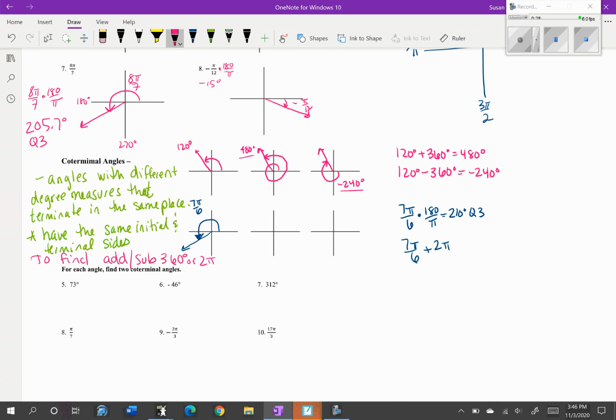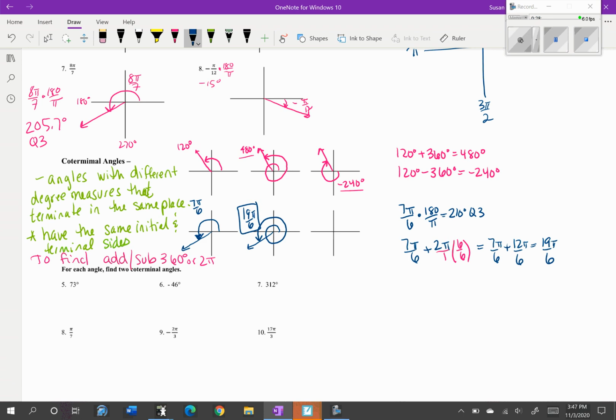So if I want to add these two together, I need to get a common denominator, which would be multiplying this fraction that's over 1 by 6 over 6. When I do, I get 7 pi over 6 plus 6 times 2 pi, which gives me 12 pi over 6, which means that gives me 19 pi over 6. So if I draw the same terminal side and go all the way around my circle and stop here, that gives me 19 pi over 6, which is coterminal with 7 pi over 6.